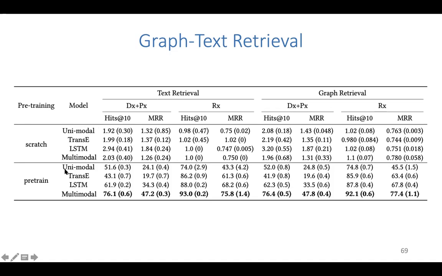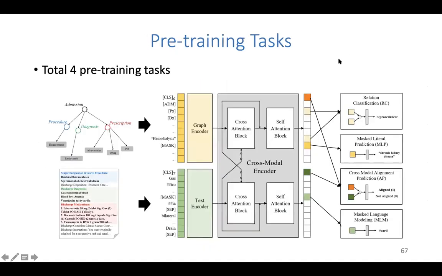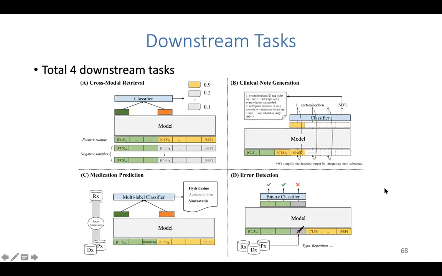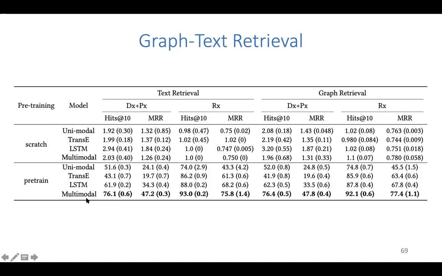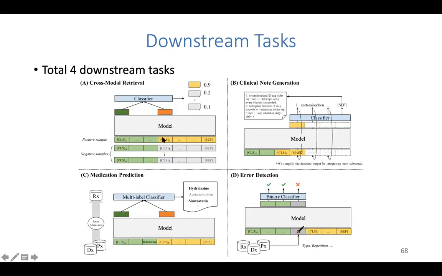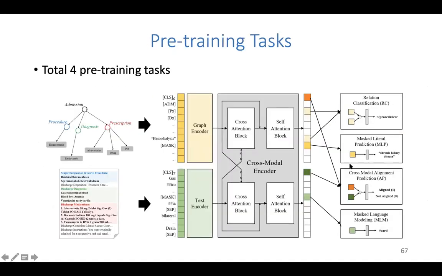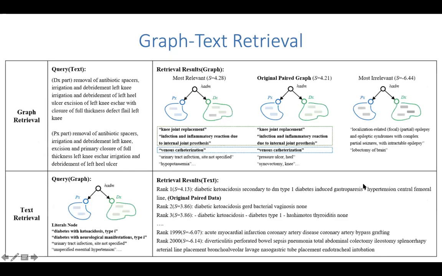So, you can fine-tune all models for the graph-text retrieval task from the get-go, or you can actually pre-train with these 4 pre-training tasks and then fine-tune, right? And when you use the pre-training methods, you can see the multimodal model is outperforming all the other baseline models. Obviously, this is kind of a given because we are actually training the models to find a matching pair. So this much is given.